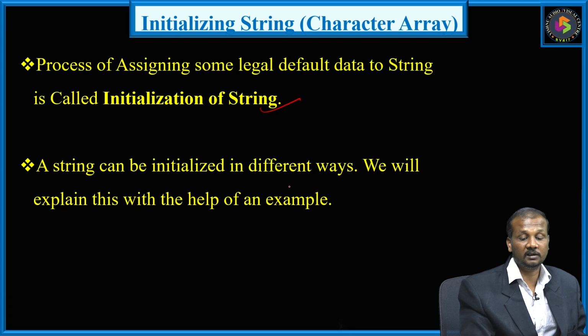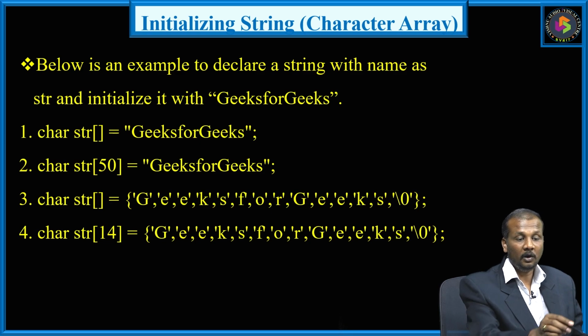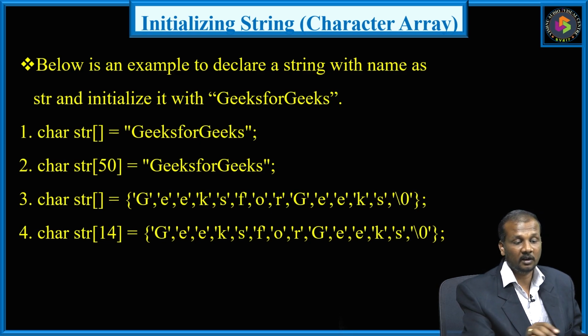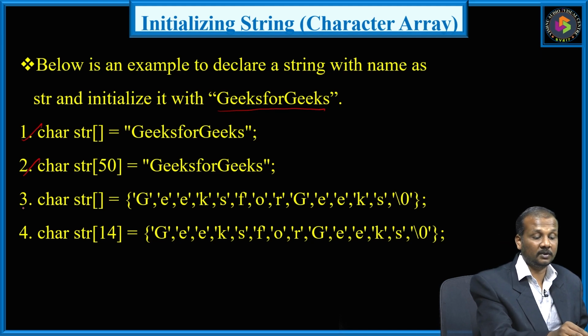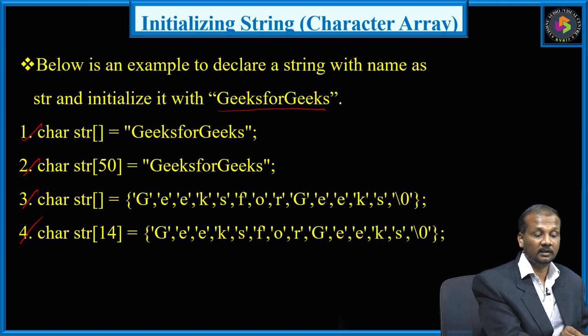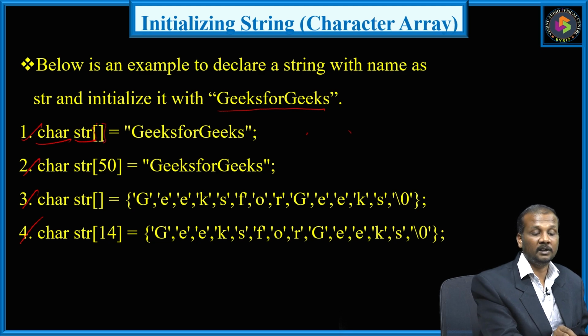A string can be initialized in different ways. We will explain this with the help of an example. Below is an example: declare a string with the name str and initialize it with Geeks for Geeks. How to declare it here? We have 4 types. The first one is char str[], with the syntax char, string variable name, and size. You can also not write the size, or you can mention the size.